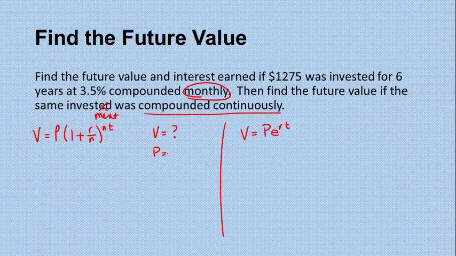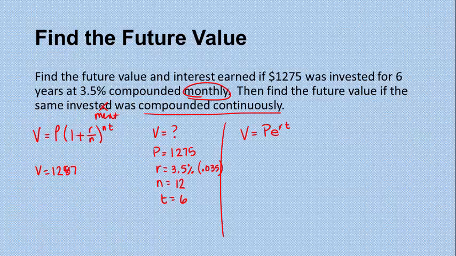Then I'm going to go down the list of variables. P is 1,275. The interest rate is 3.5%, which I'm going to enter as 0.035. The N is monthly, which means 12 because there's 12 months in a year, and the T is for 6 years. So we're just now going to insert that information into the calculator and then find the value. So I'll give you a moment. Actually, I'll go ahead and write it, and then I'll give you a moment to try that in your calculator.